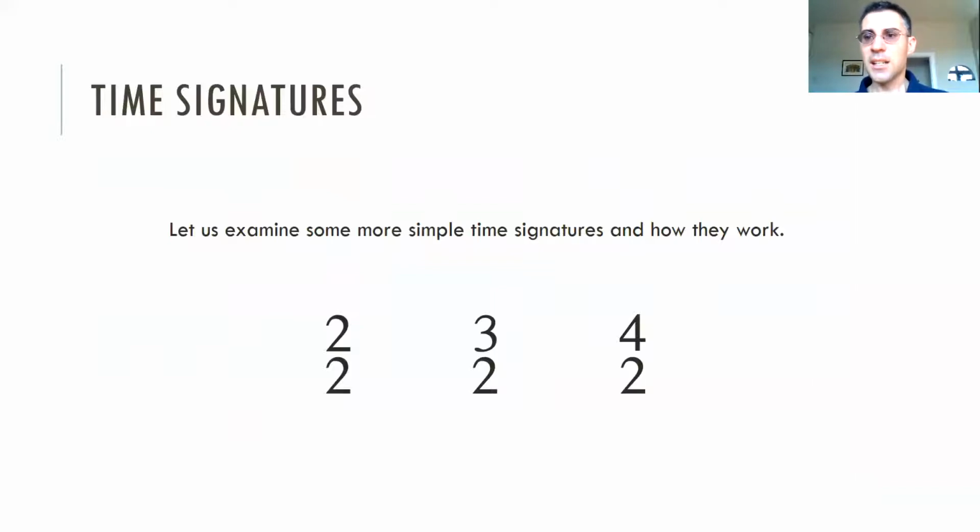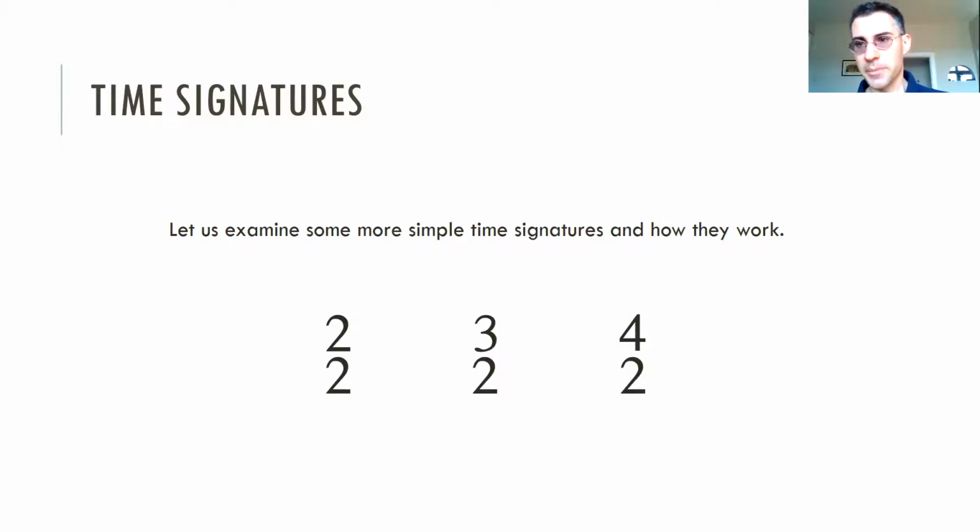Now we're going to look at some different types of time signatures. So take a look at the ones on the screen now. You'll see 2/2, 3/2, and 4/2. Who can remember what the bottom number tells us in a time signature? If you know the answer, just unmute yourself and tell me. Tell us how many pulses. It tells us what the pulse is, okay? What pulse we are dealing with.